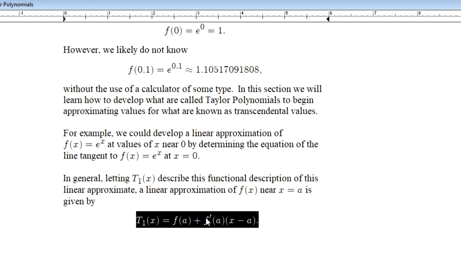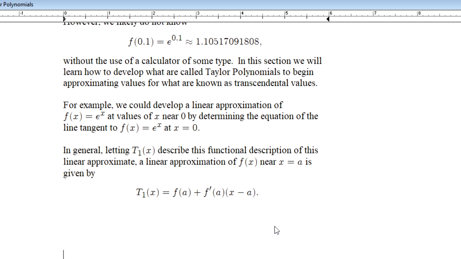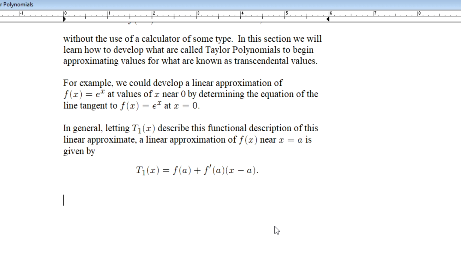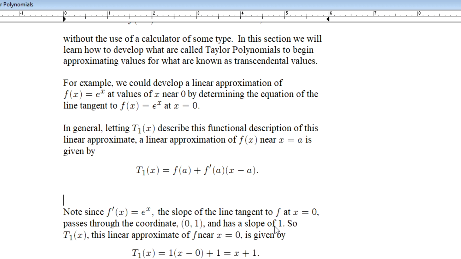A formula very similar to this was presented back in chapter 1 material. I believe we called it function L of x back in that chapter. We're now going to denote that function L of x as t sub 1 of x. If we consider developing that for our example here, I'll bring that up into view.